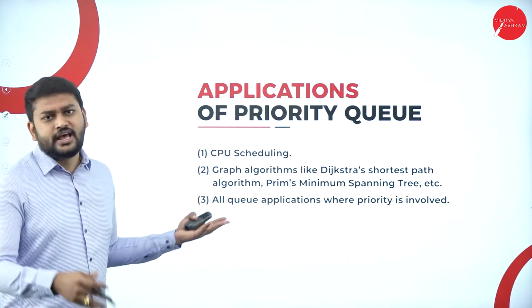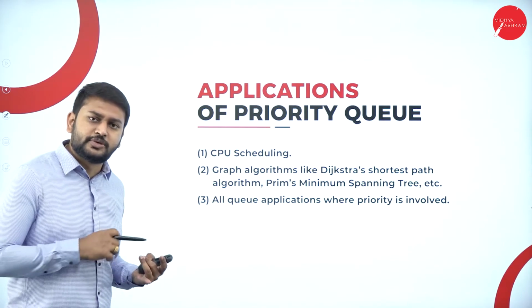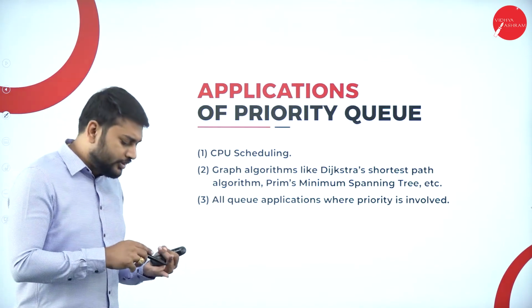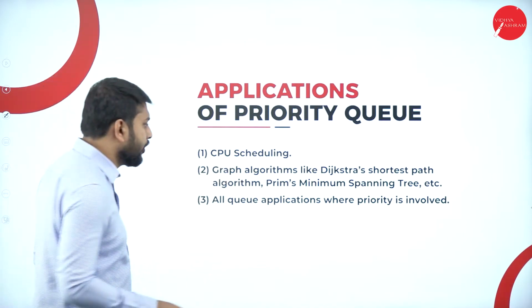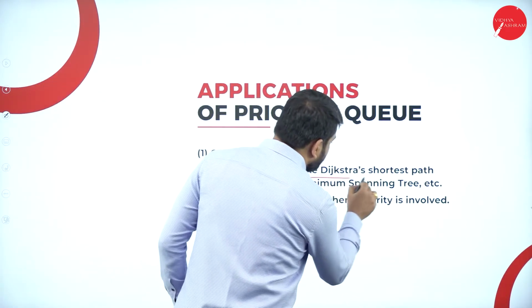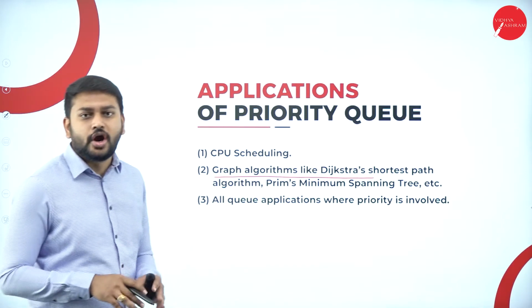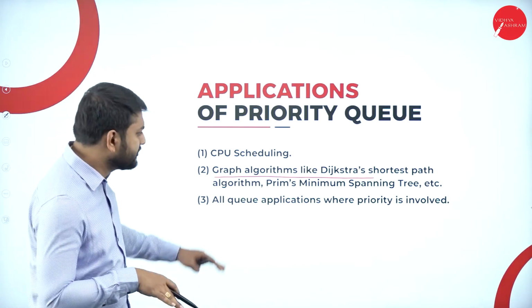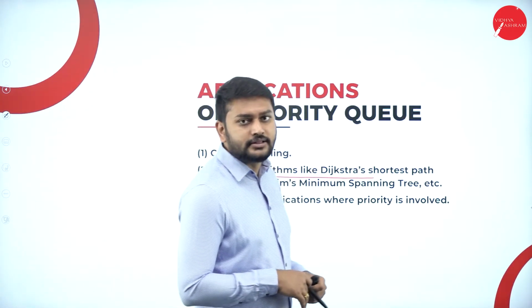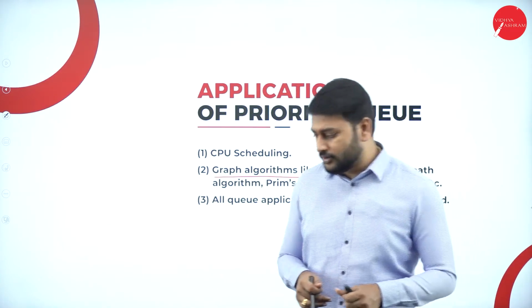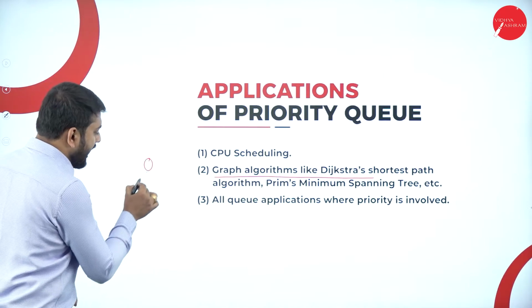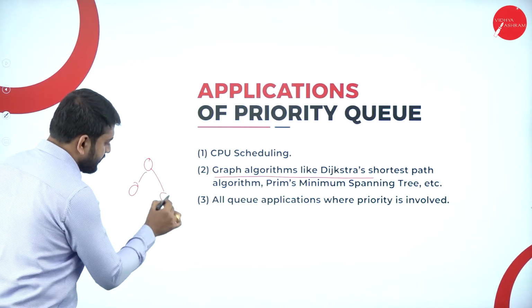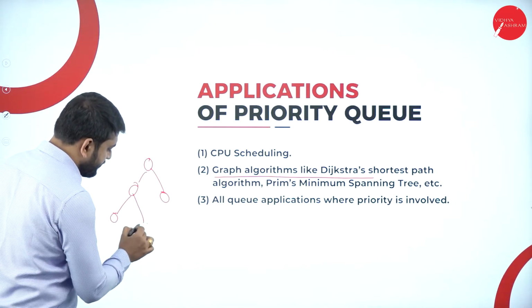And then applications, as I told you: you can perform CPU scheduling, and also disk management and memory management. You also have one more important point, the graph algorithms like Dijkstra shortest path. What is the meaning of this Dijkstra shortest path? Sir, can you please speak about this? Imagine I have a graph. Imagine like this.